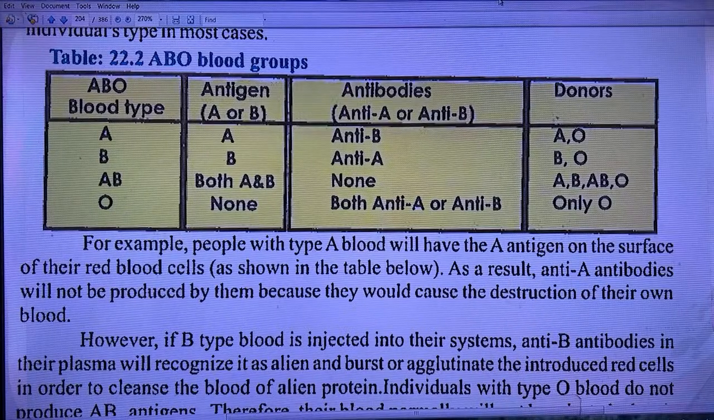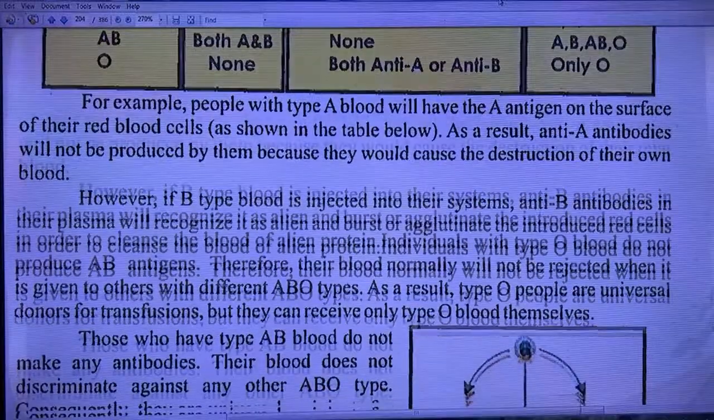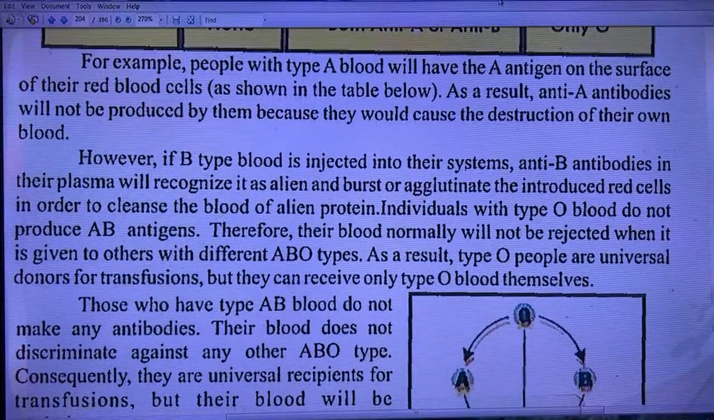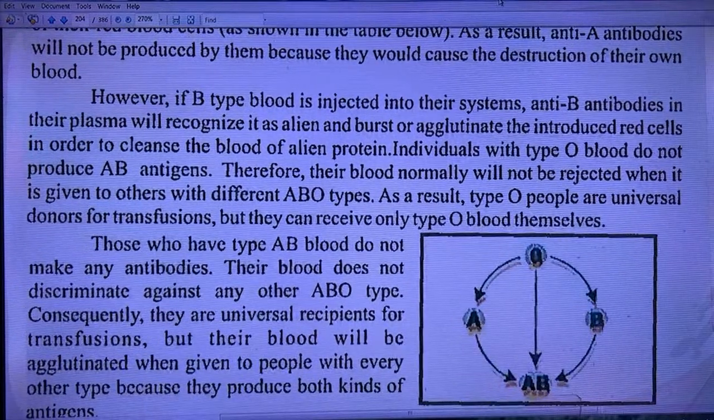For example, people with type A blood will have the A antigen on the surface of their red blood cells, as shown in the table below. As a result, anti-A antibodies will not be produced by them because they would cause the destruction of their own blood. However, if type B blood is injected into their system, anti-B antibodies in their plasma will recognize it as alien and agglutinate the introduced red cells in order to cleanse the blood of alien protein.